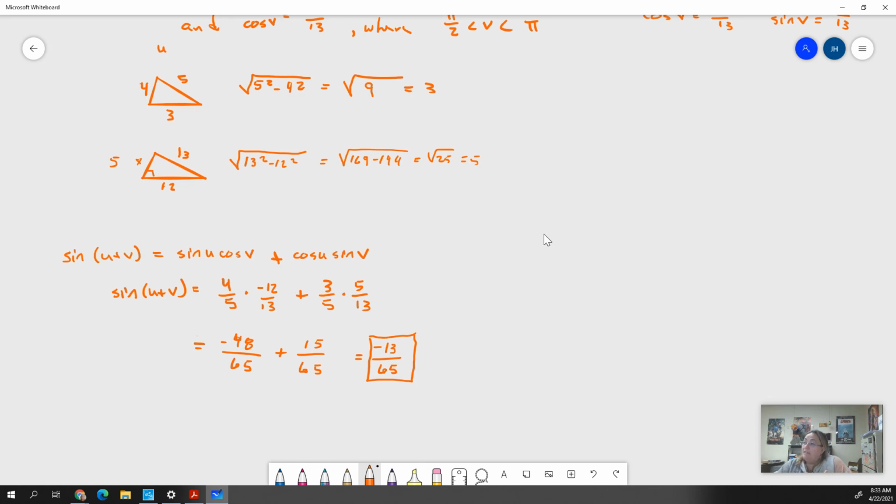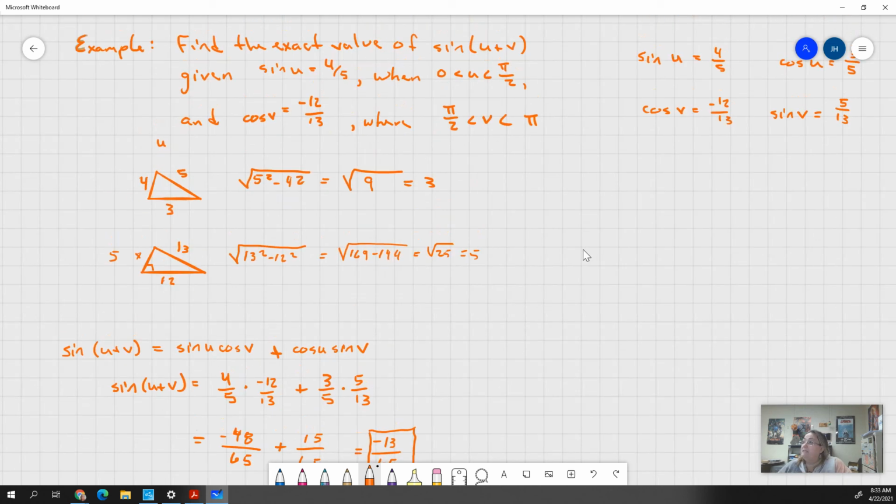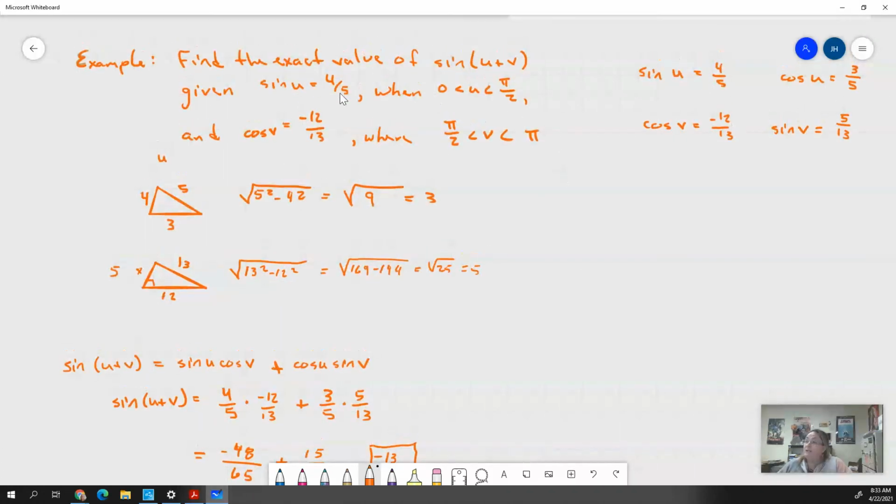So you're not always going to be using your unit circle, right? Sometimes you're going to be given things and you're going to have to do a little deciphering. What did we have to decipher? We knew that sine of u was 4 over 5, so we knew that our opposite side was 4 and our hypotenuse was 5, so we could find the other side of that triangle.